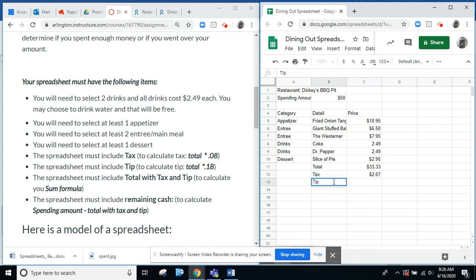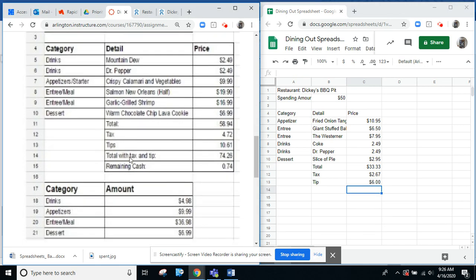Now we need to find out our tip. So we're going to type Tip in this cell. And what is the formula for tip? To calculate, total times 0.18. So equals our total times 0.18. And now we need to add them all together for our total with tax and tip. Okay, so we're going to want to add up these three cells right here.